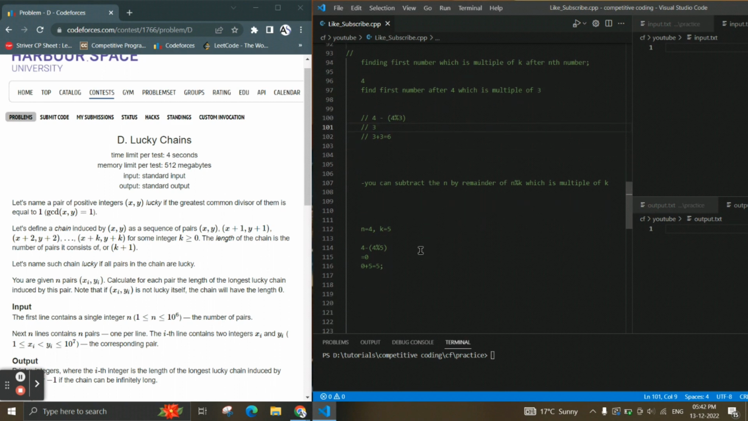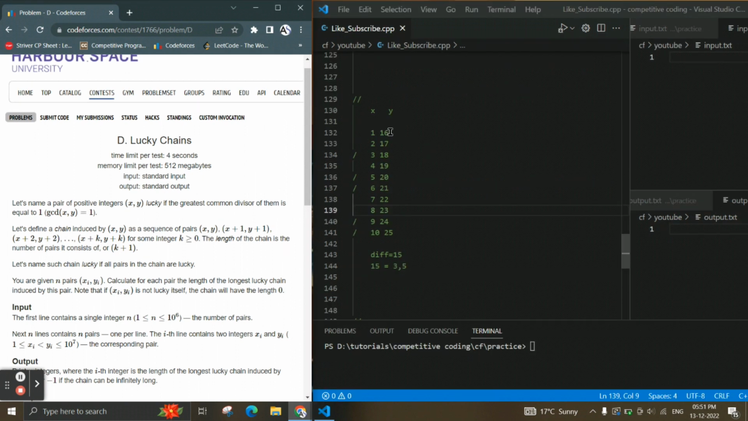Let's take one more case where n is 4 and k is 5. So you have to find a number which is greater than 4 and which is a multiple of k, that is 5. So you are computing 4 minus 4 mod 5. So 4 mod 5 will be the remainder. You are subtracting the remainder from n which is 4, and the result will be 0. Then you are adding 5 to the result. So the number that comes out will be 5, and 5 is the first number which is greater than 4 and a multiple of k.